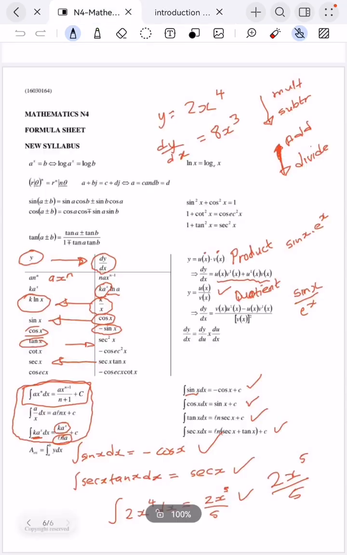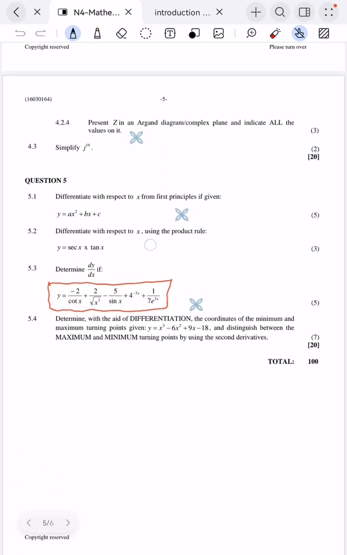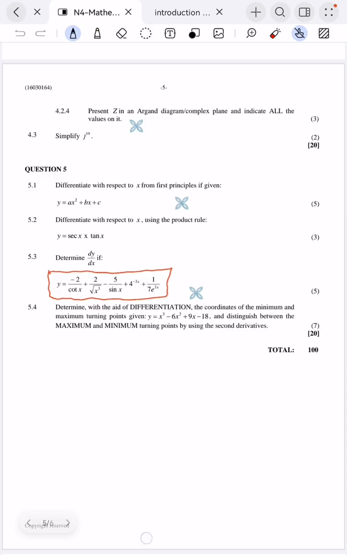Yeah, so guys, most of the things you just follow the formula sheet. Believe me. Like here, I just saw a question, let's check here for 5.3. We are given minus 2 over cot x. You cannot differentiate if it's at the bottom. You must always take it to the top.